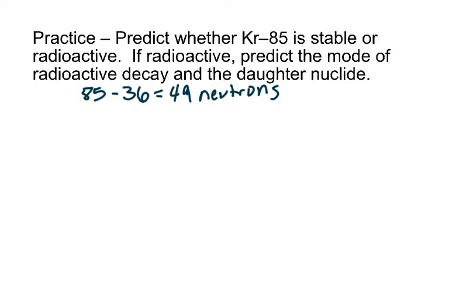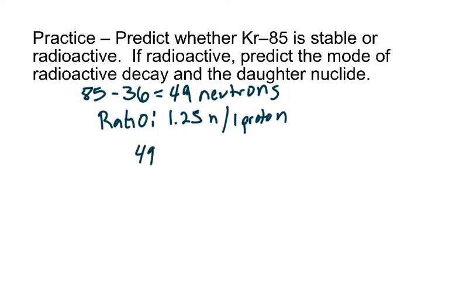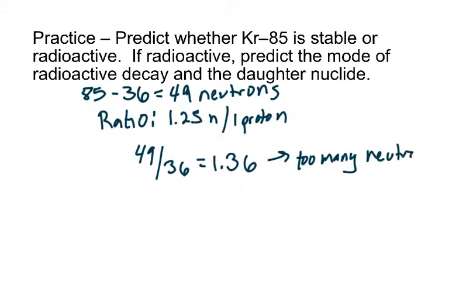We want our ratio. We're element number 36, so our ratio should be about 1.25 neutrons per 1 proton. If we take 49 divided by 36, we get 1.36. So we have too many neutrons. If we have too many neutrons, our solution would be beta emission.